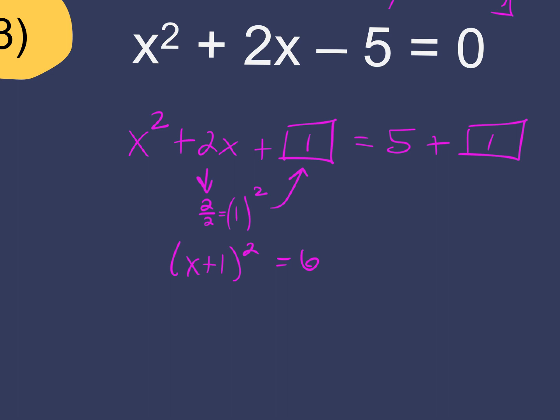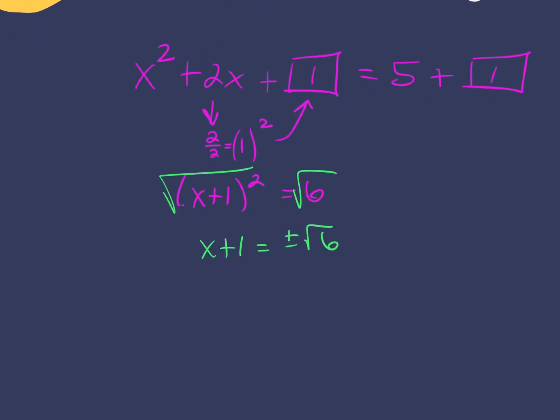How do I solve this? I'm going to take the square root of both sides. So I have x plus 1 equals plus or minus the square root of 6. Perfect. And the last step? Subtract 1 on both sides. So x equals negative 1 plus or minus root 6. Can you break down the square root of 6? No. Could I have written that as plus or minus root 6 minus 1? Yes. I just don't like the way that looks.